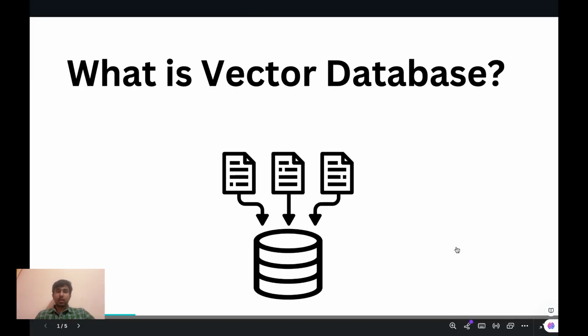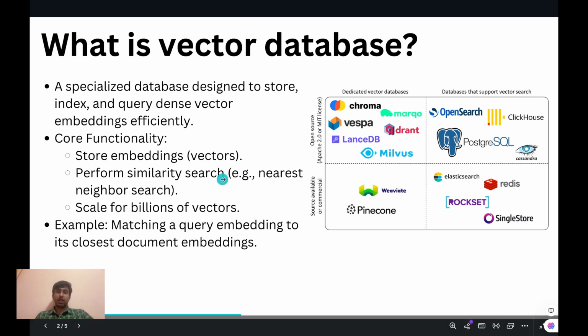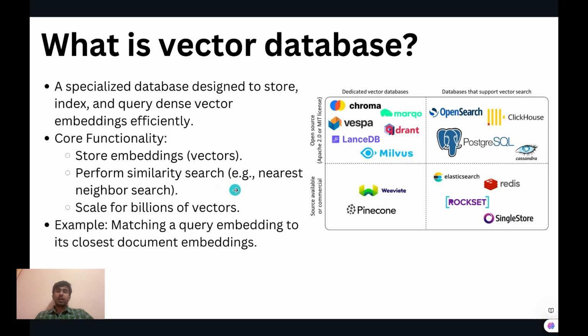Hello everyone. Today we are going to discuss what is a vector database. So what is a vector database? It is a specialized database which is designed to store, index, and query dense vector embeddings efficiently. Its main functionality is to store vector embeddings and perform similarity search to find the most similar vector according to the user query. It can be scaled to billions and billions of vectors.